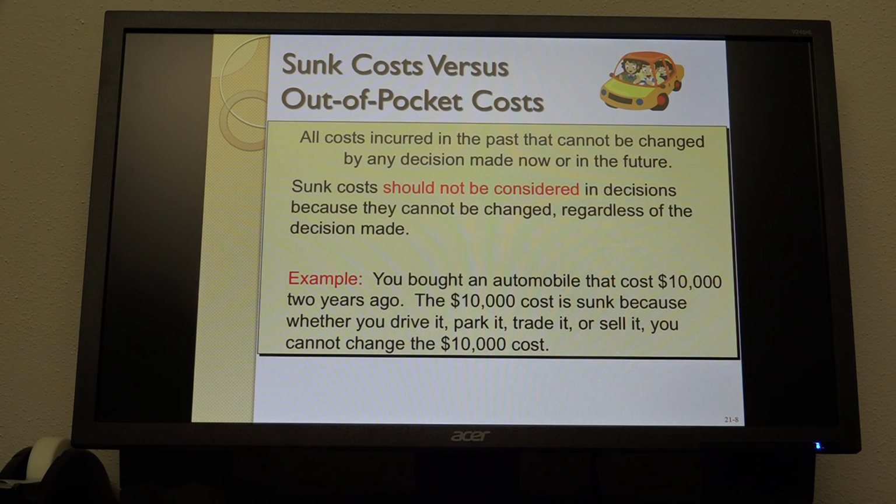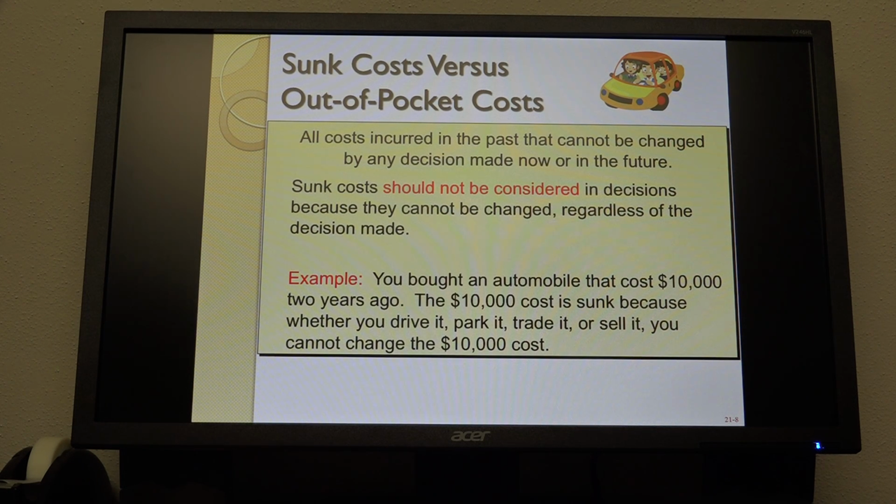Sunk costs versus out-of-pocket costs. All costs incurred in the past that cannot be changed by any decision made now or in the future are sunk costs, and therefore are not relevant in decisions to be made, because they can't be changed regardless of the decision made.